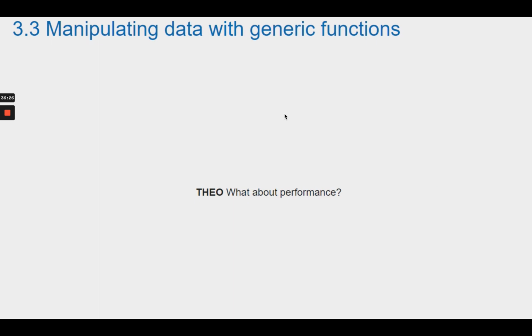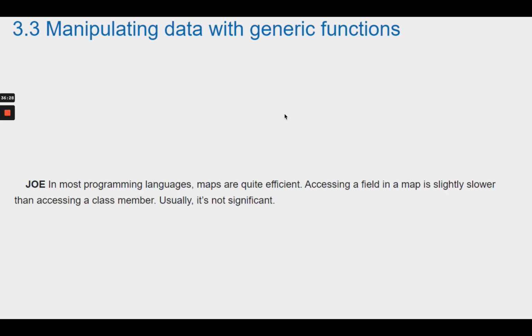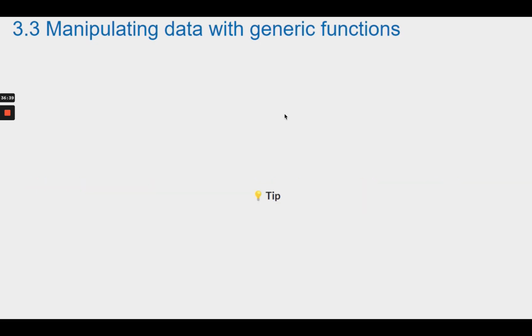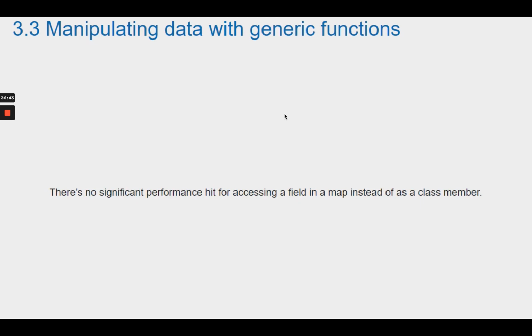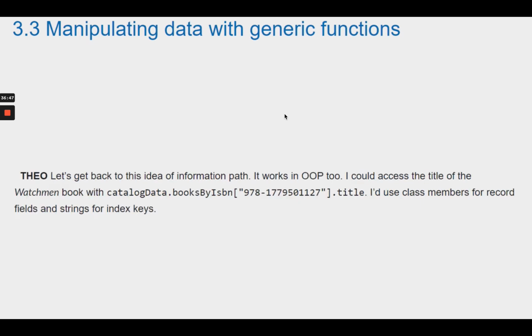Theo: What about performance? Joe: In most programming languages, maps are quite efficient. Accessing a field in a map is slightly slower than accessing a class member. Usually it's not significant. Tip. There's no significant performance hit for accessing a field in a map instead of as a class member.